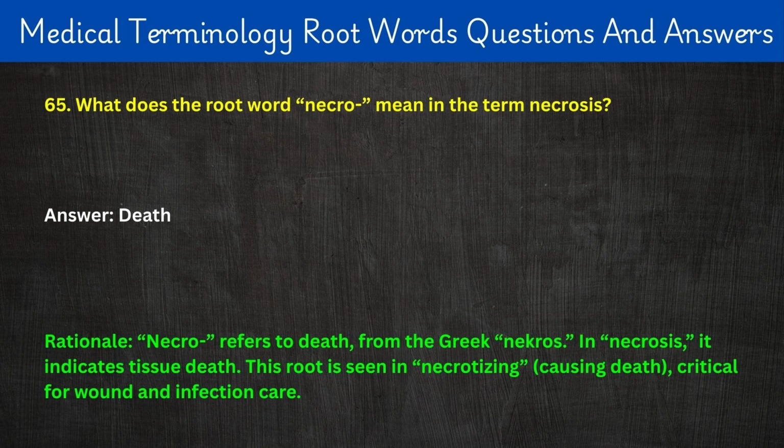65. What does the root word necro- mean in the term necrosis? Answer: death. Rationale: Necro- refers to death, from the Greek nekros. In necrosis, it indicates tissue death. This root is seen in necrotizing, causing death, critical for wound and infection care.